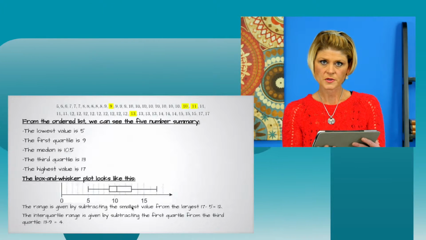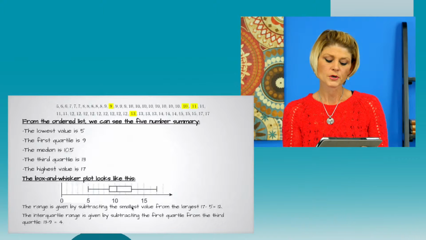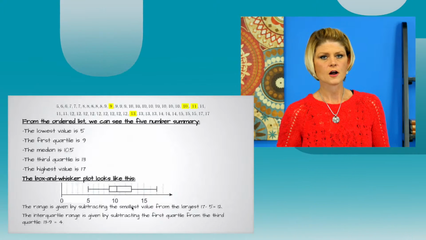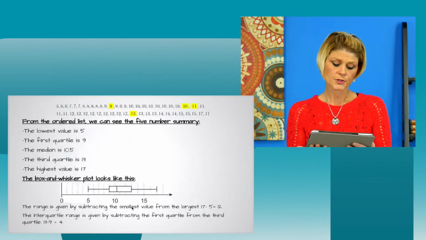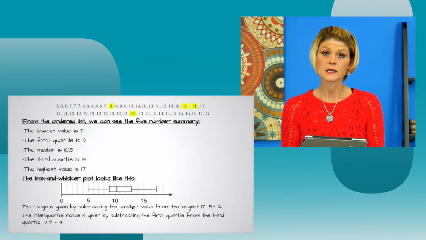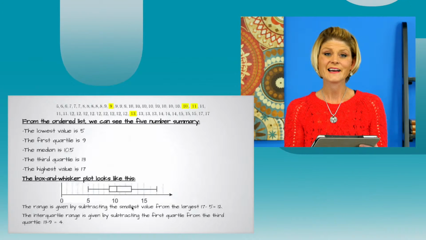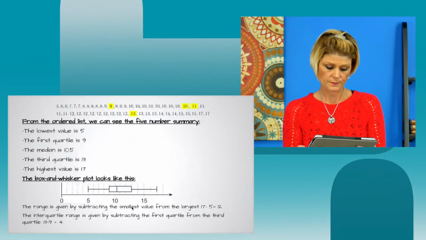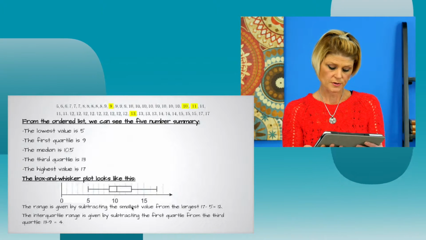There's our list again, just so we can refer to it. From the ordered list, we can see the 5-number summary that we're going to need to make our box and whisker plot. The lowest value is going to be 5, the first quartile, 9, the median, 10.5, the third quartile is going to be 13, and the highest value is 17. So our box and whisker plot is going to look like you see there on the picture at the bottom.